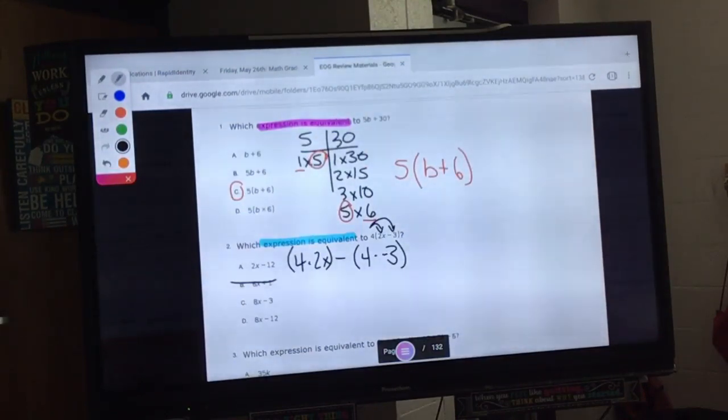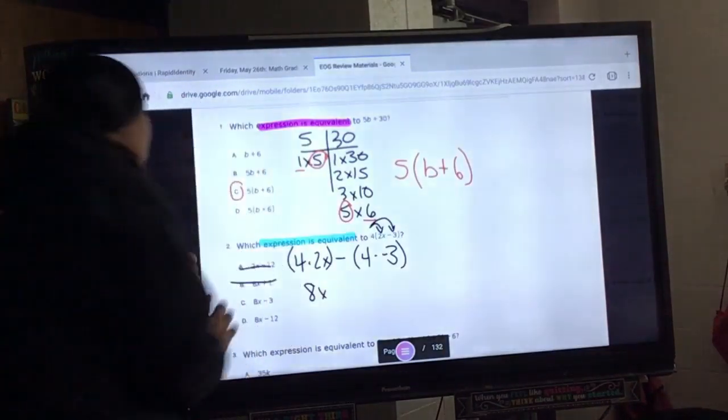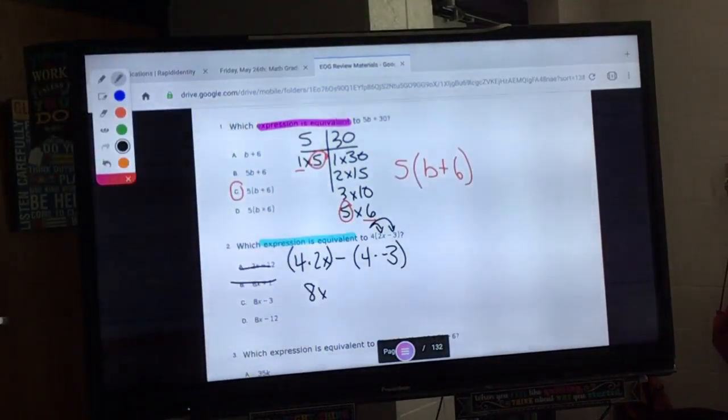So what is 4 times 2x? Or what's 4 times 2? Start with that. 4 times 2. Olivia. 8. So I know that this is going to be 8x. So now I can get rid of A. So at this point, I'm back to a 50-50 chance. I got 50%, I'm going to get this one right.